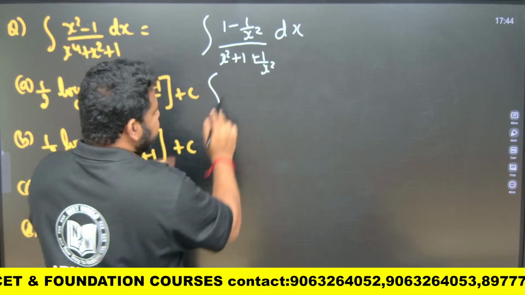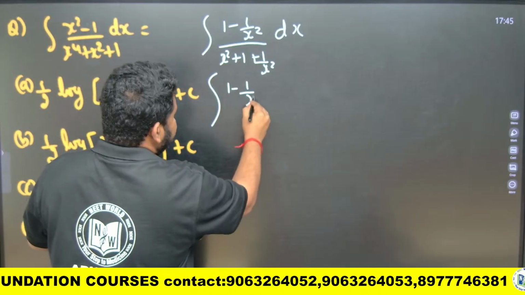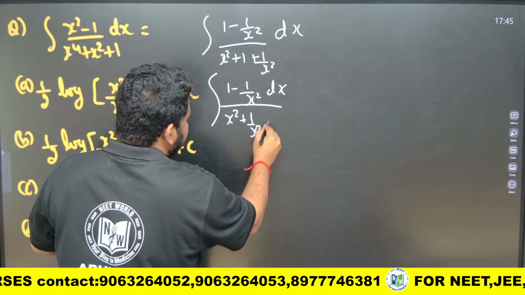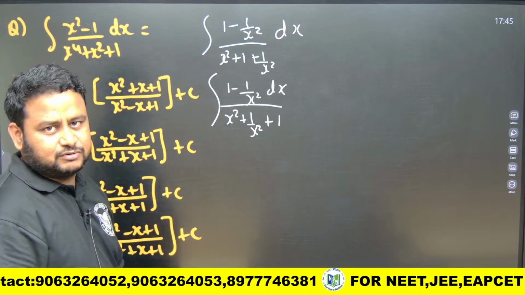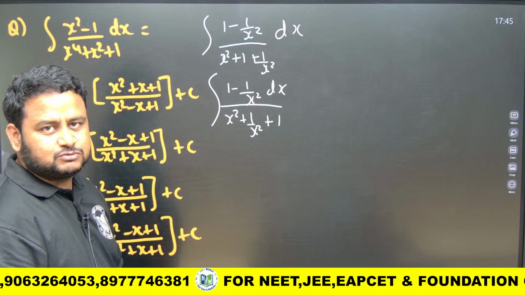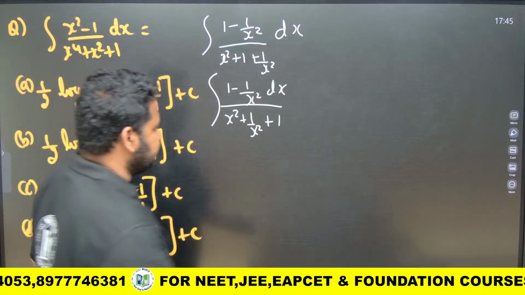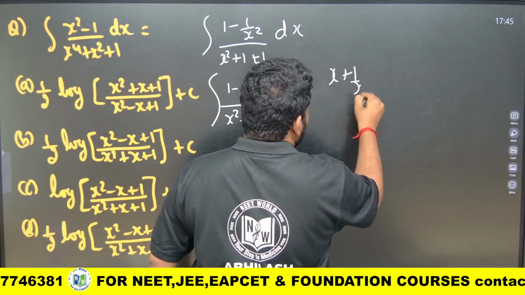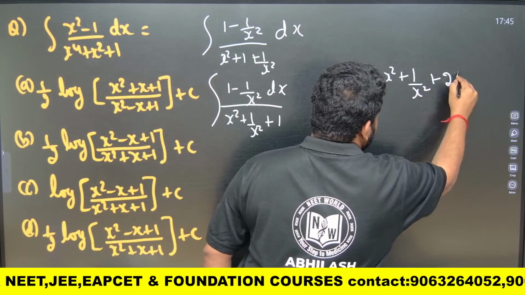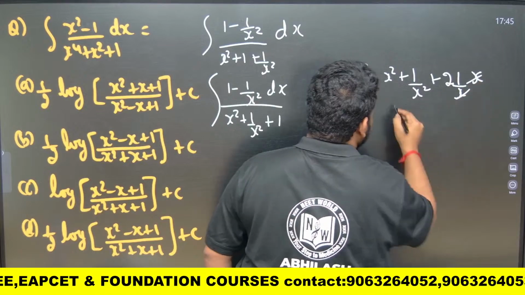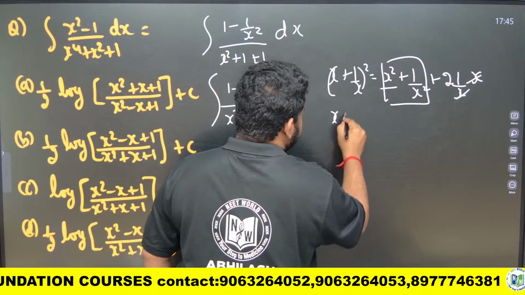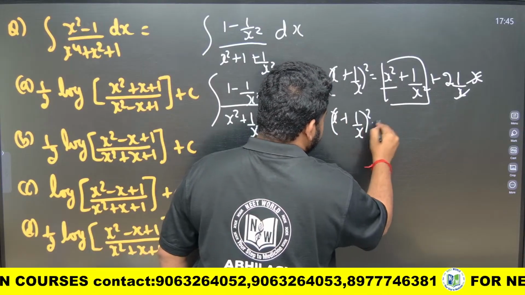Now, I keep 1 minus 1 by x square in the numerator. The denominator will become x square plus 1 by x square plus 1. Now x square plus 1 by x square can be written as (x plus 1 by x) whole square minus 2. See here, (x plus 1 by x) whole square is x square plus 1 by x square plus 2 times 1 by x into x, so x cancels. So x square plus 1 by x square equals (x plus 1 by x) whole square minus 2. This is what I get.